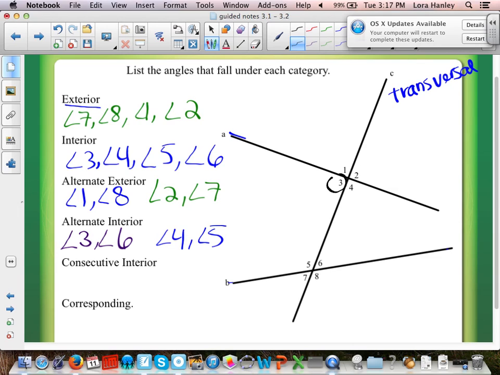So if I choose angle 3, we want to stay on the same side of the transversal this time, but on the inside. So 3 and 5. We would also have 4 and 6. Those two sets would be consecutive interior. Excuse me.